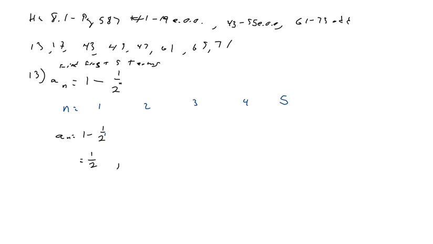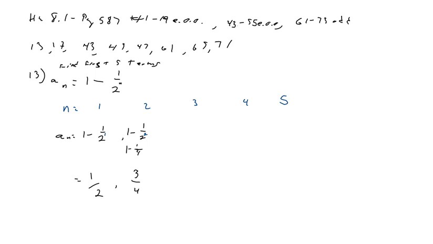Next, n is 2. So I go 1 minus 1 over 2 to the power of 2, which is 1 minus 1 over 4. 1 minus 1/4, that's 3 over 4. I should move this down a little bit to give myself some room here. Equals 1/2. This is 3 over 4. 2 squared is 4, so 1 minus 1 over 4 is 3 over 4.